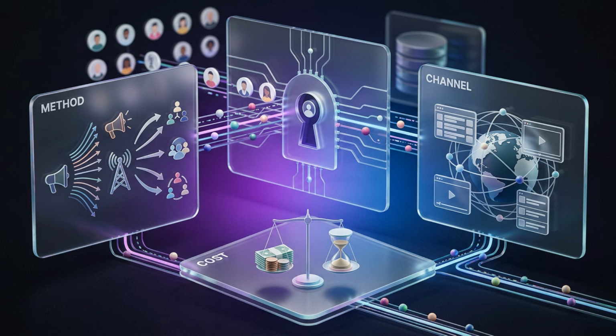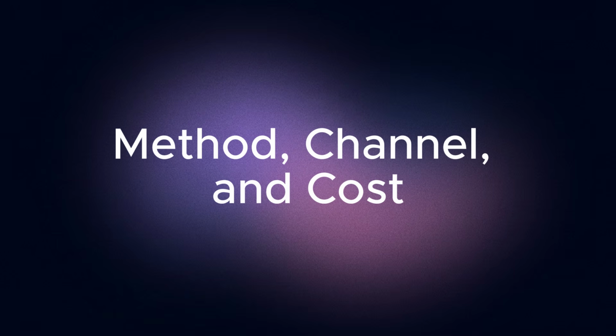An acquisition model is the system you intentionally design to bring users in on a consistent basis. Every model breaks down into 3 things: a method, a channel, and a cost. The method is how you reach the user. The channel is where. The cost is what it demands from you, whether that's money, time, or both.